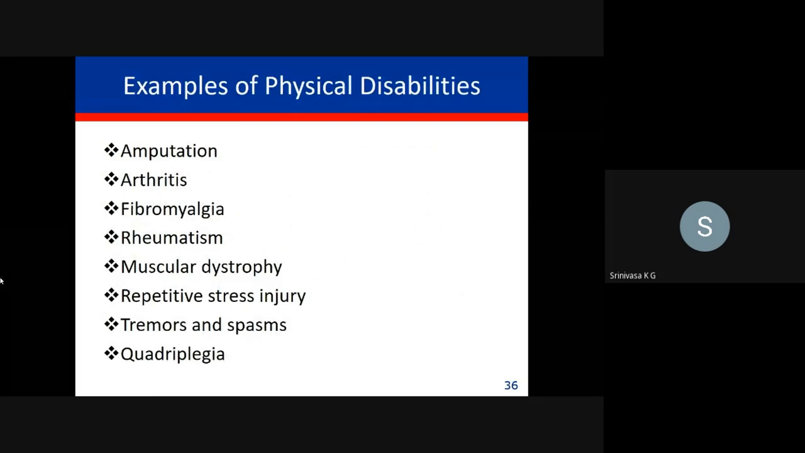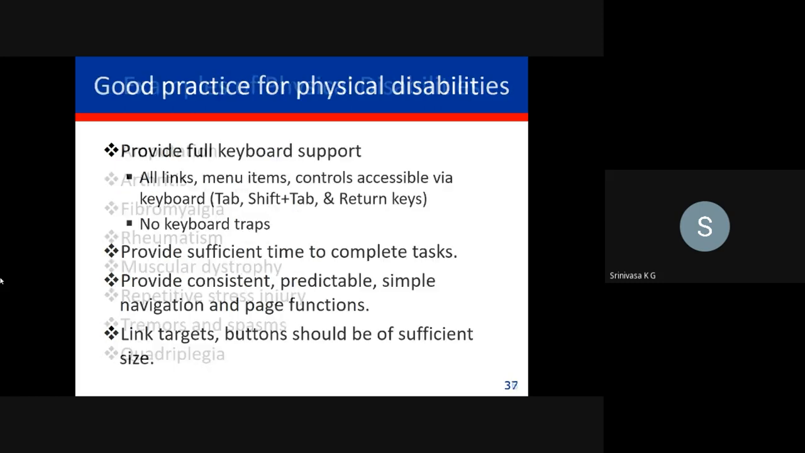And examples of physical disabilities. There is amputation, arthritis, fibromyalgia, rheumatism, muscular dystrophy, repetitive stress injury, tremors and spasms, then quadriplegia. So you can find out on the web what these are.